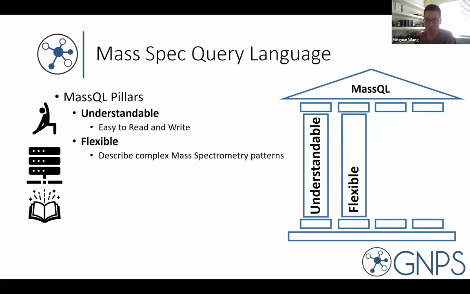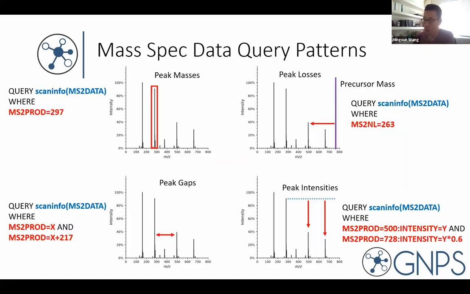Again, that's being understandable, with flexibility in terms of describing mass spec patterns. Here are a few examples of things you can query for. It's not exhaustive, but on the top left, if you want to look for MS2 spectra or MS1 spectra with specific peaks, you can express that.